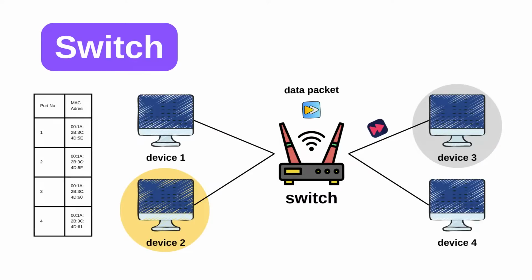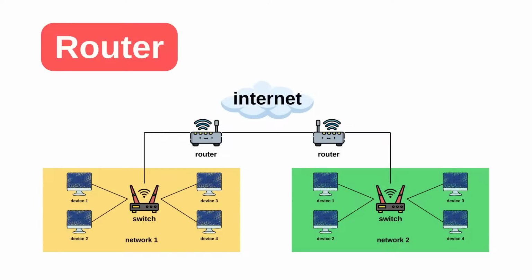Now let's talk about the router. A router is an advanced device that can forward data packets from one local network to another. Each local network has an IP address to connect to the internet. In addition, each data packet has an IP address to which the data will be transmitted.